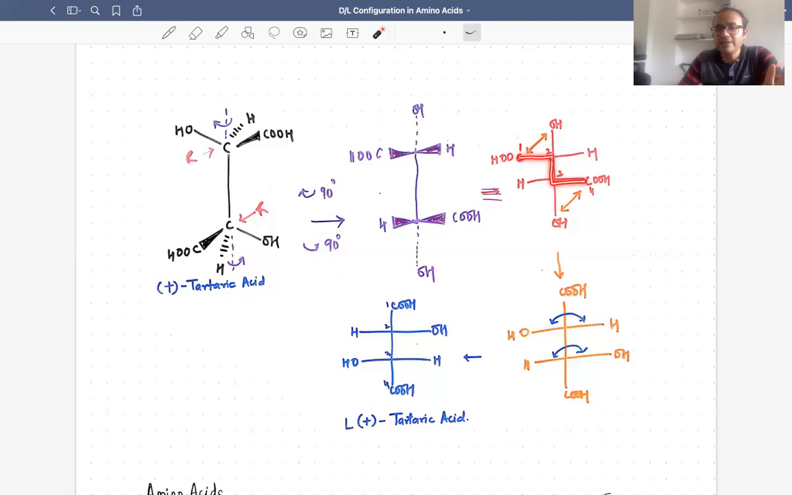So if you do one exchange at this particular chiral center, and if you do another exchange at this chiral center, okay, there are two chiral centers. So if at this chiral center you do this exchange, and at this chiral center you do this exchange, you have brought the carbon chain on the vertical bond. So our problem is solved.